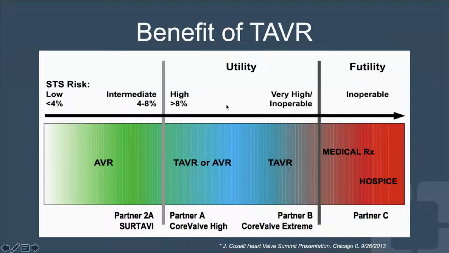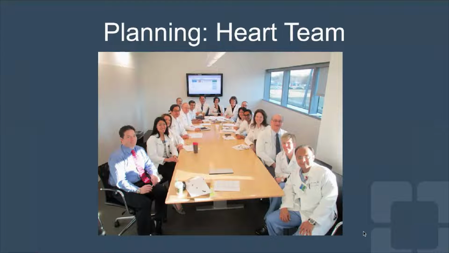Looking at the spectrum of various patients, you have the low risk patients and the intermediate risk patients. These patients are best approached with open surgery. The high-risk patients or the inoperable patients are best approached with TAVR. And truly, the inoperable patients and very frail, very elderly patients should not receive anything, as this is likely going to be futile. Evaluation of a patient for TAVR requires a multidisciplinary approach with a multidisciplinary heart team.